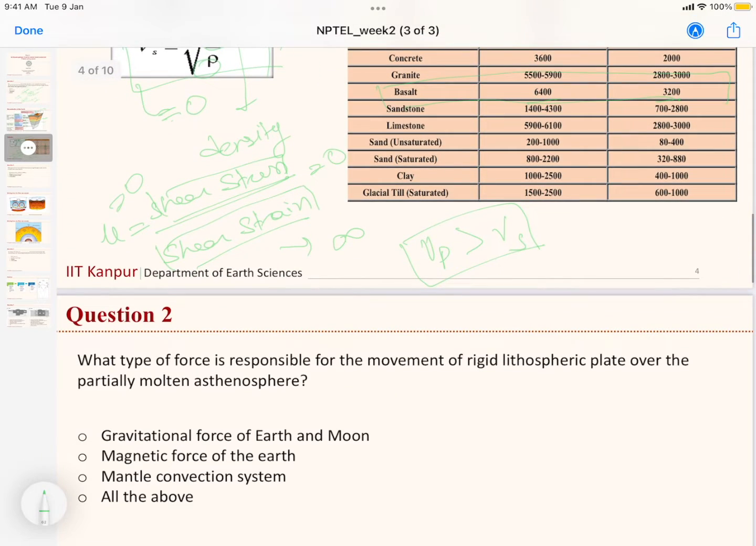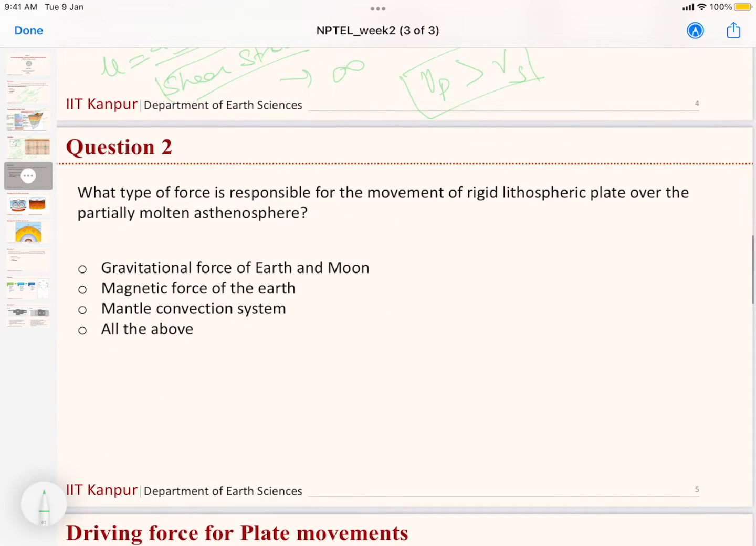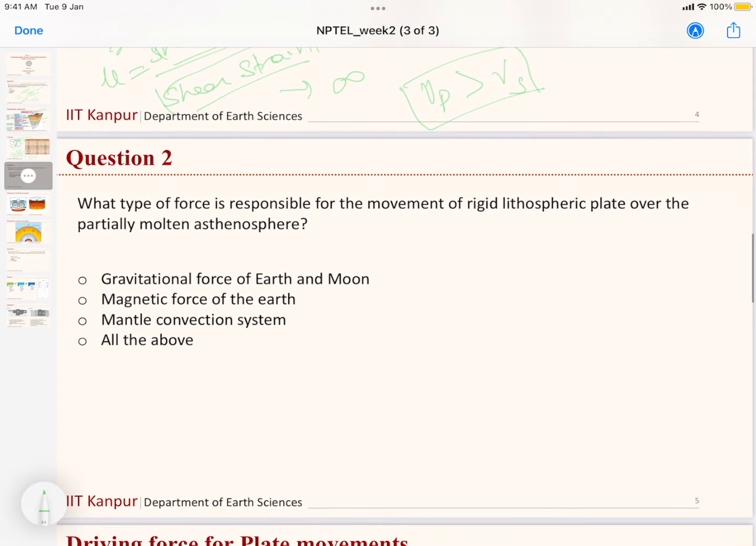Moving to the next question. Now they are asking what type of force is responsible for the movement of rigid lithospheric plate over the partially molten asthenosphere. All these terminologies, like what is a lithosphere, what is the asthenosphere, we have already covered in our first week session.